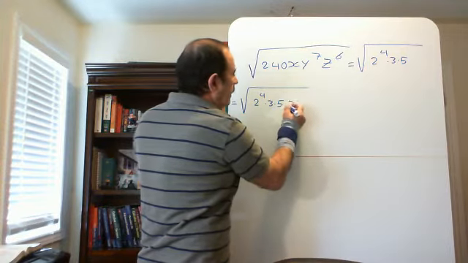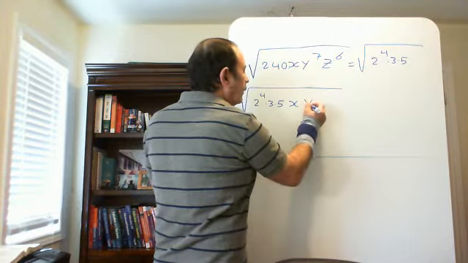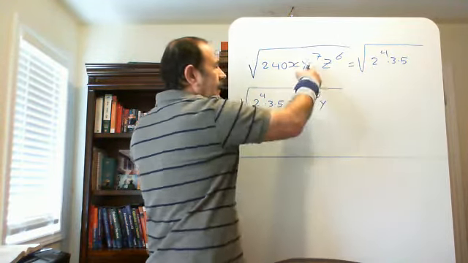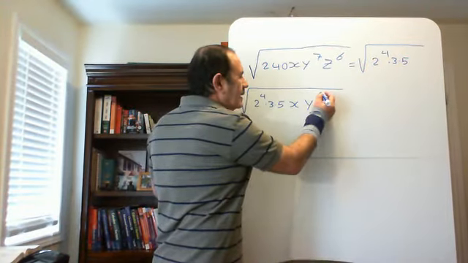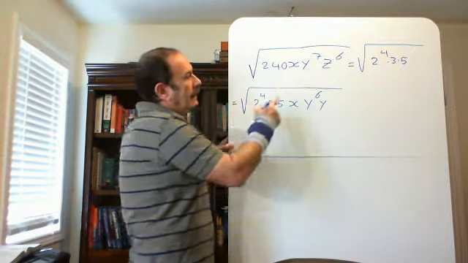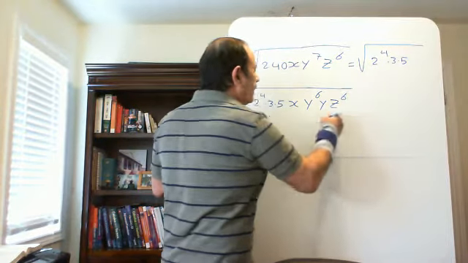x, y to the power of 7. I can write it as y to the power of 6 times y, because 6 plus 1 is 7. Why am I writing y to the power of 6? Because 6 is an even number and I can divide it by 2, the index. And z to the power of 6 already has an even exponent.